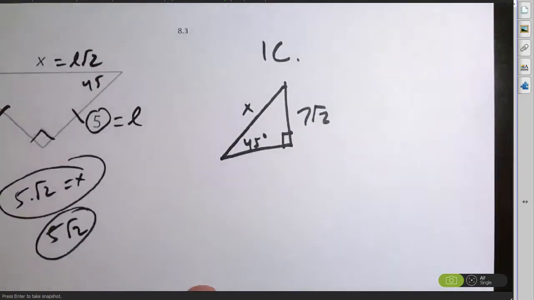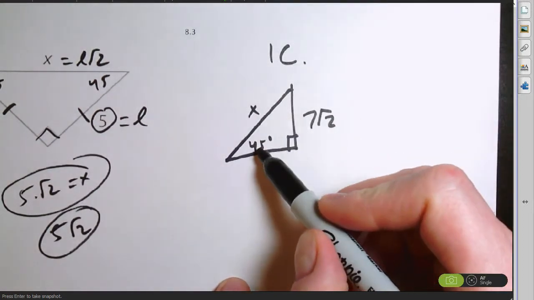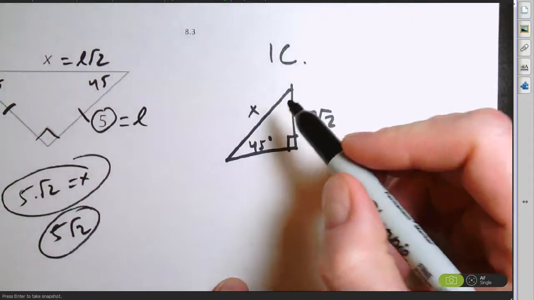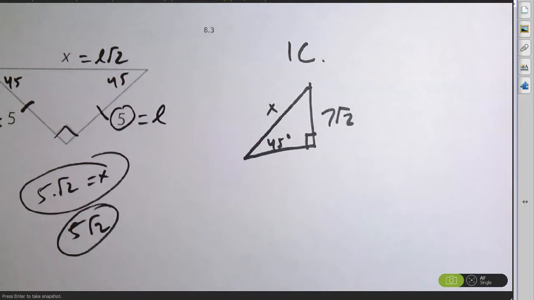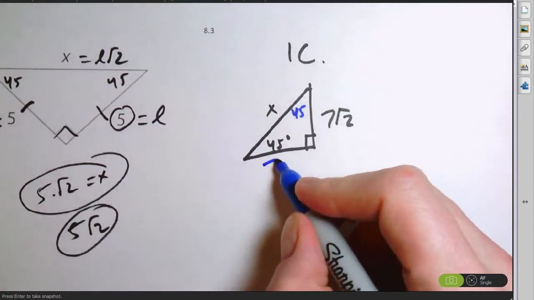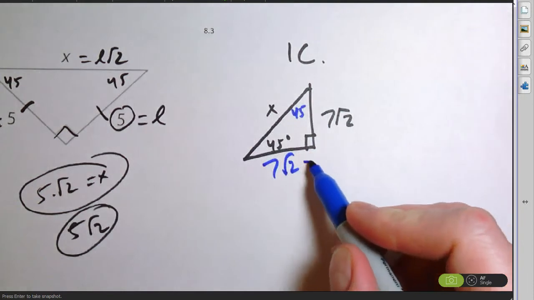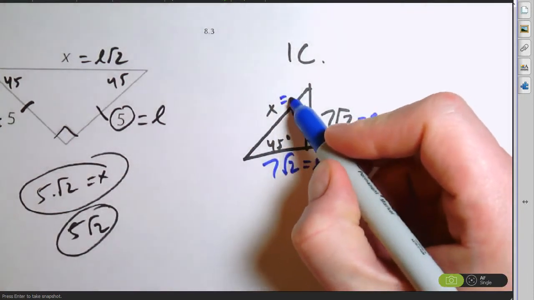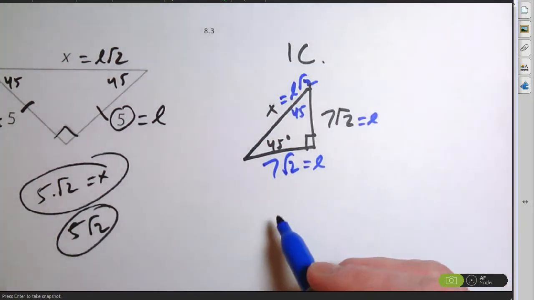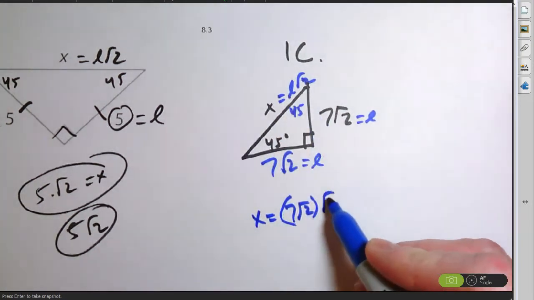Okay. Now, 1C is the same exact idea. You've got 45 degrees here, they've got this is x, they've got this leg as 7 root 2. What they're expecting you to recognize is that, oh, well, the other angle for this guy must be 45 degrees, meaning this leg is also 7 root 2. And then, oh, it's a 45, 45, 90, where this is L, this is L, this is L root 2. Okay. So the trick then is take the leg, multiply by root 2.